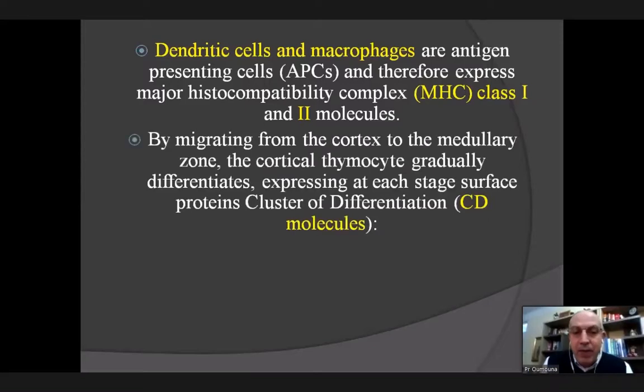By migrating from the cortex to the medullary zone, the cortical thymocytes gradually differentiate, expressing at each stage surface proteins called clusters of differentiation, what we call CD, CD4, CD8, and CD3, and so on. We will see what kind of CD we will find in each step and for each level of maturation.